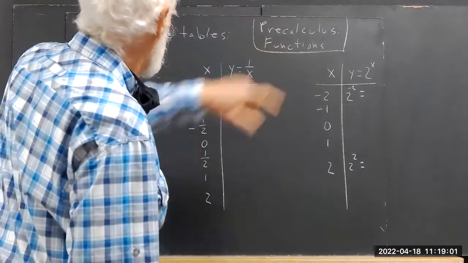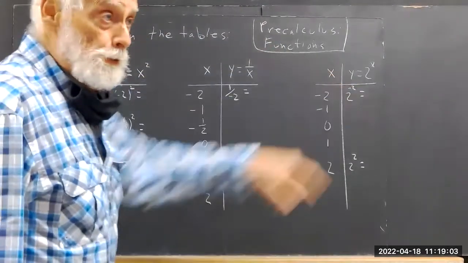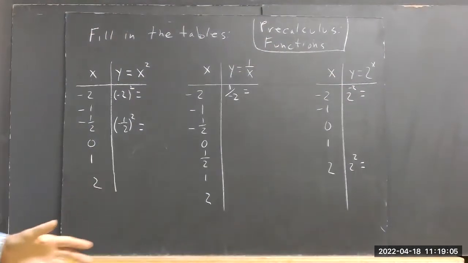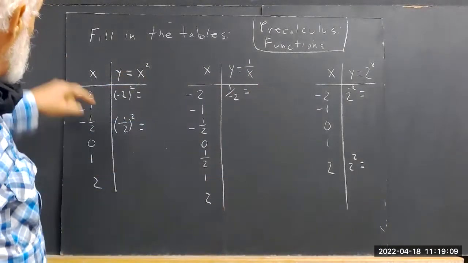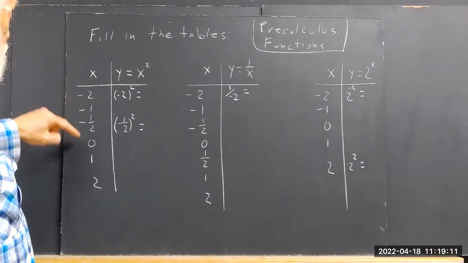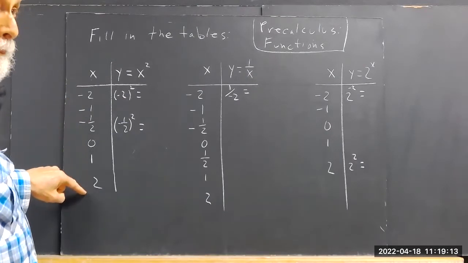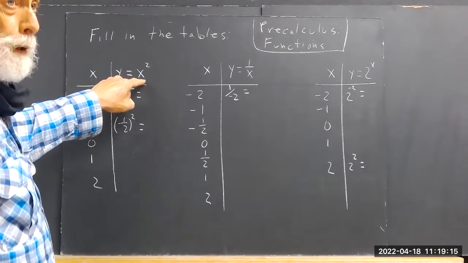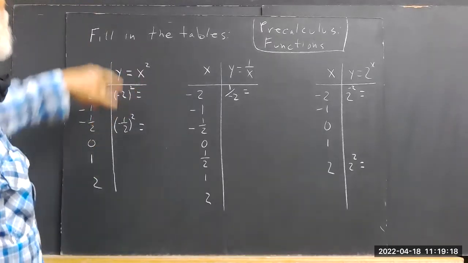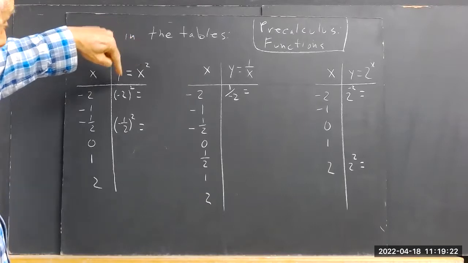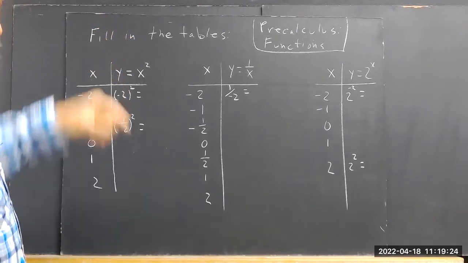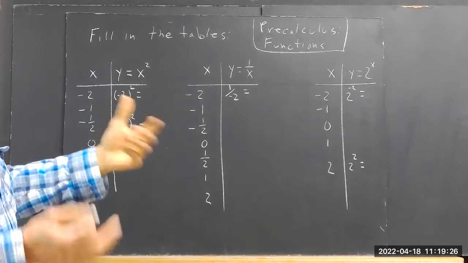Anyhow, pre-calculus functions. These are three functions. Now, all we're going to do with these right now is fill in tables. We've got values of x: -2, -1, -1/2, 0, 1, 2. And we have y equals x squared, meaning that in this column, we're going to take whatever x is and square it. That's going to be our value of y. Then we're going to construct a graph of y versus x, which is pretty easy to do.